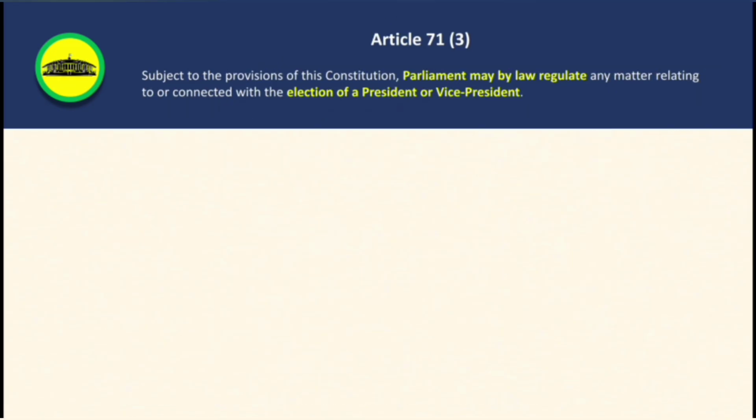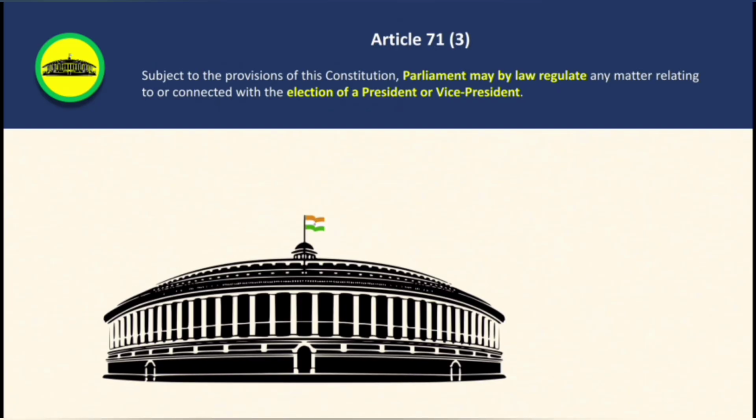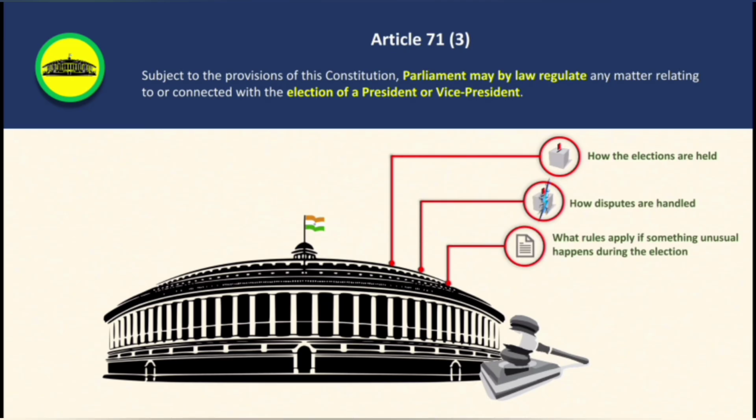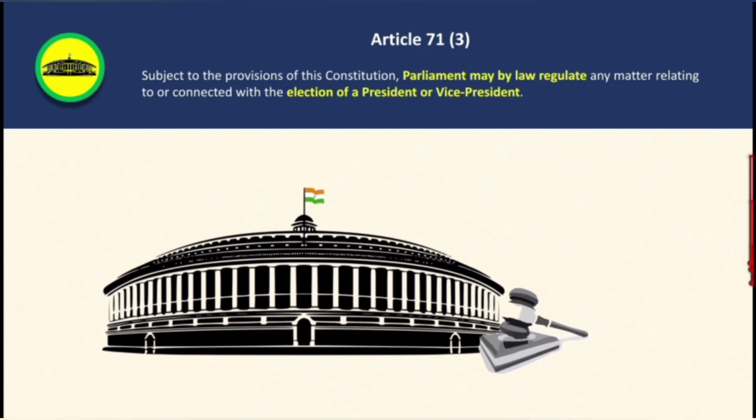Clause 3 talks about Parliament's role in the matter of presidential or vice presidential elections. According to this clause, Parliament has the power to make laws about the election process of the president and vice president. So Parliament can create rules for how the elections are held, how disputes are handled, and what rules apply if something unusual happens during the election.